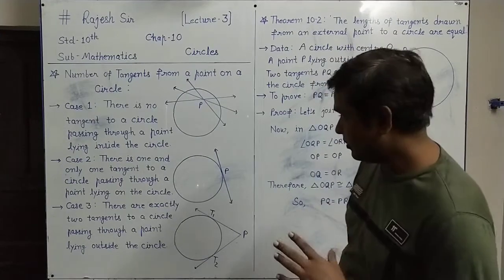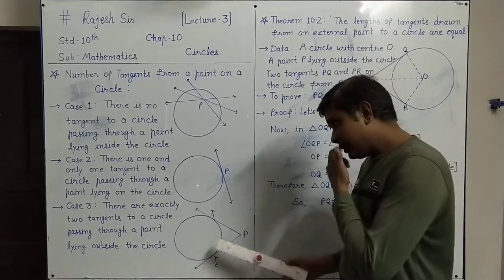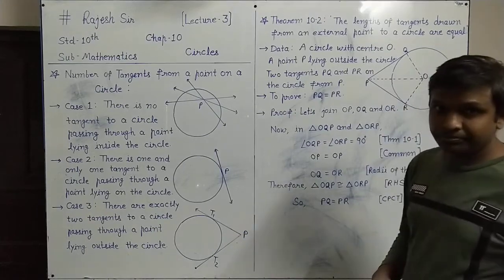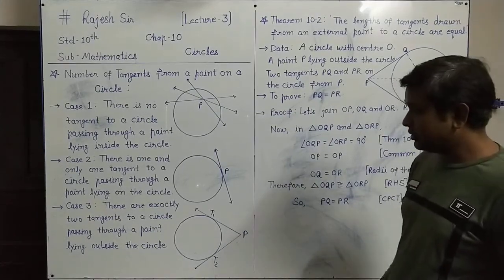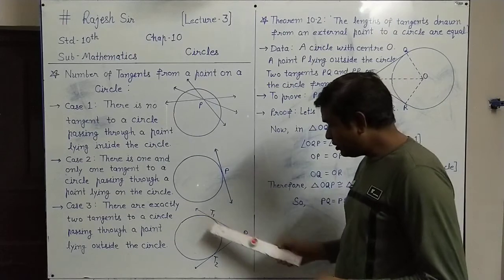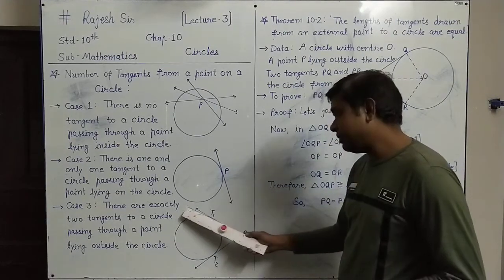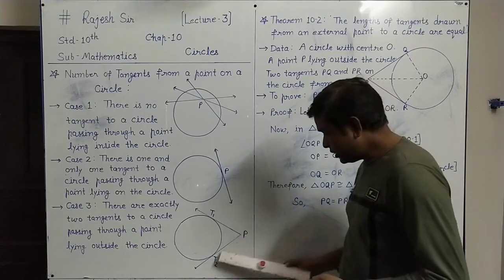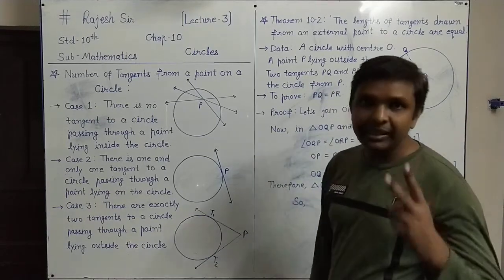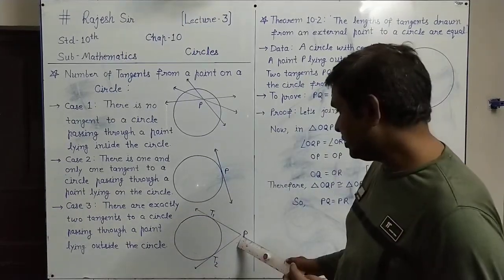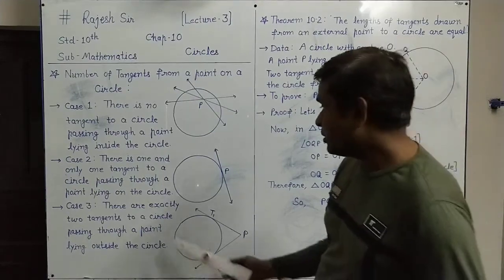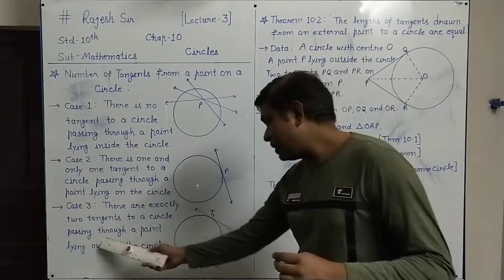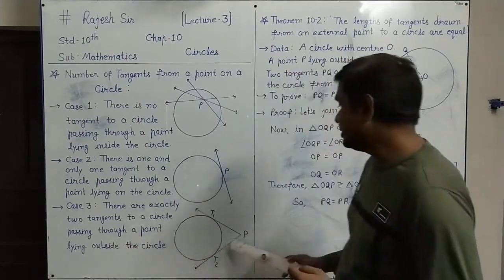Now next, the third situation is the point P is outside the circle. So how many tangents can we draw? One on this side, line PT1, one tangent, and the other one is PT2. So two tangents we can draw from a point outside the circle. So there are exactly two tangents to a circle passing through a point lying outside the circle.